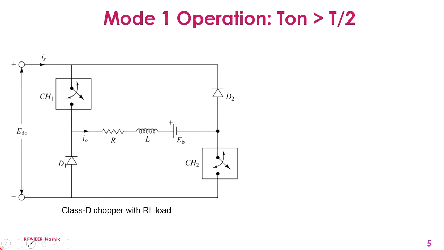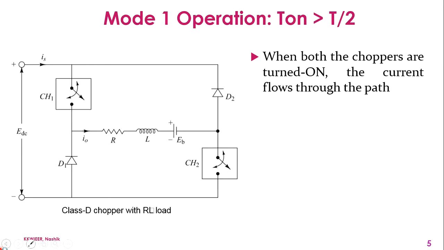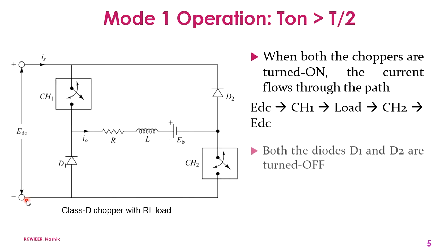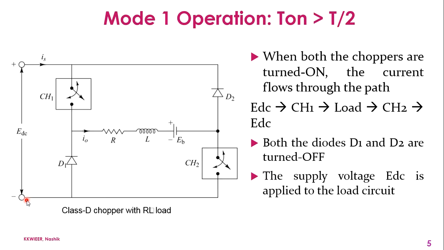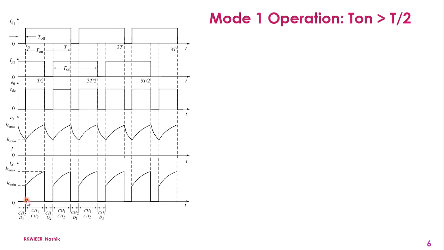So in mode 1 operation, where T on is greater than T by 2, when both choppers are turned on, the current flows through the path EDC, chopper 1, load, chopper 2 and back to EDC. So both the diodes D1 and D2 are turned off. The supply voltage EDC is applied to the load circuit. The load current I0 increases in this mode of operation.